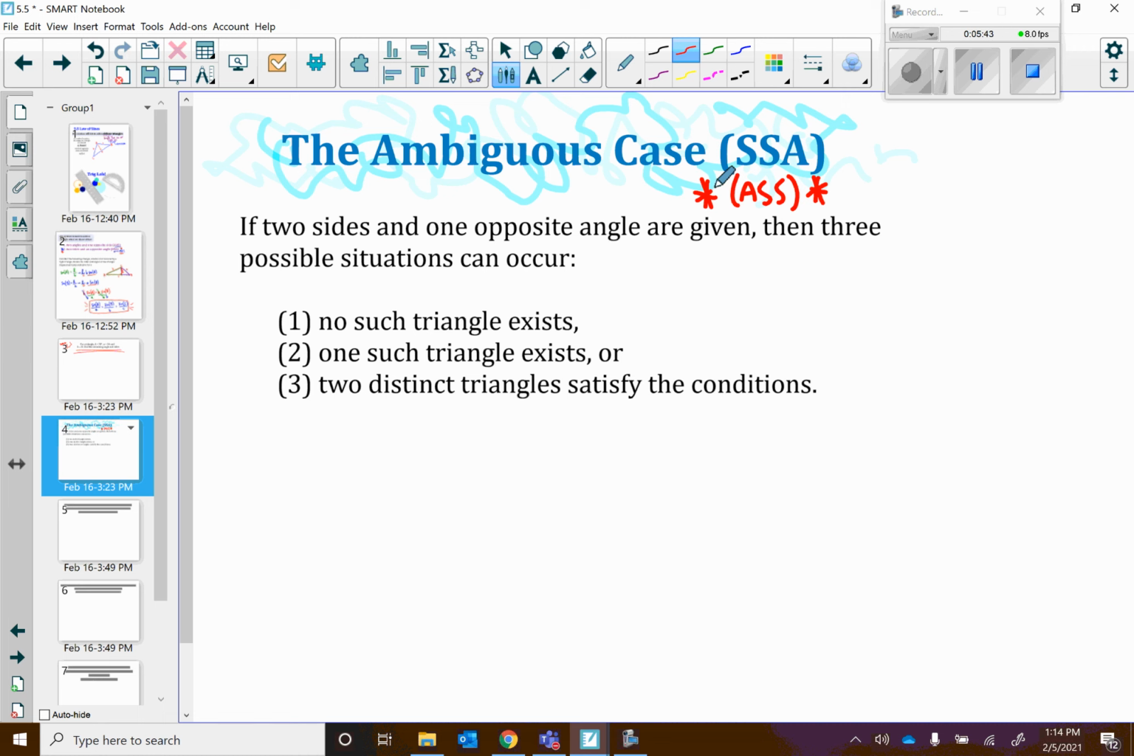In this case, there are three possible situations for what can happen. Either no triangle can exist, one triangle can exist, or two different triangles can satisfy those conditions. So let's look at this a little bit more.